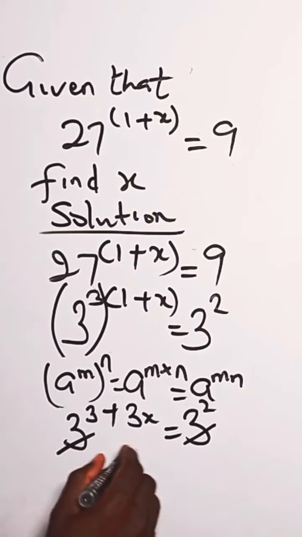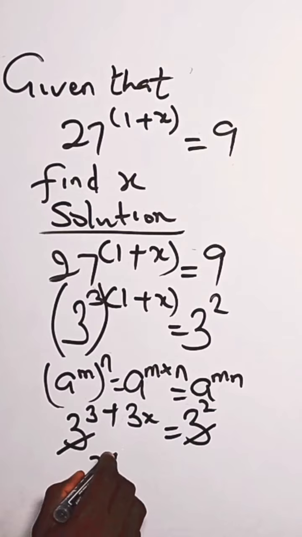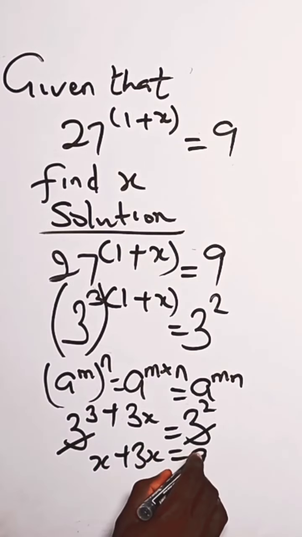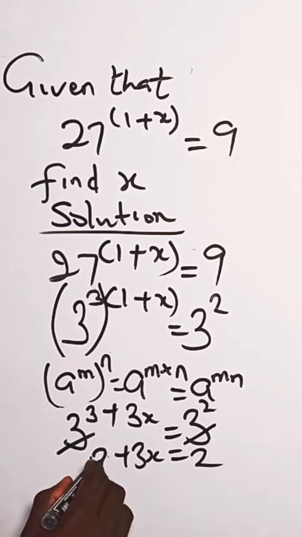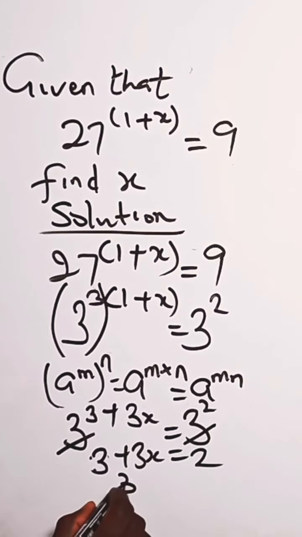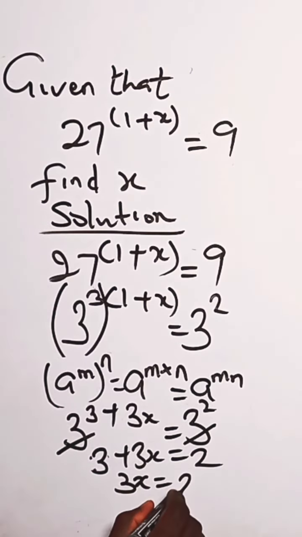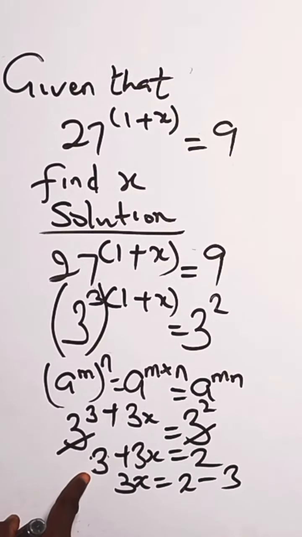Since we have the same base, let's equate the power. We have 3 plus 3x equals 2. So 3 plus 3x equals 2. So we can collect the like terms. We have 3x equals 2 minus 3.